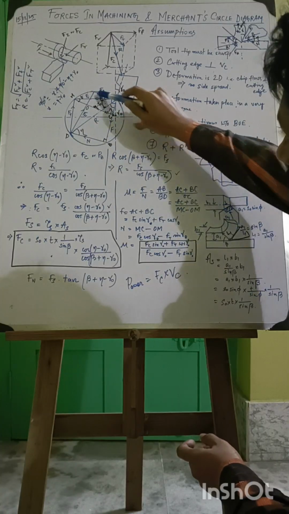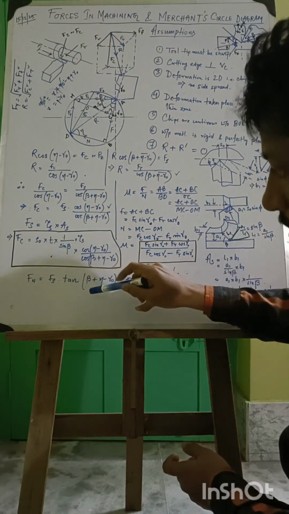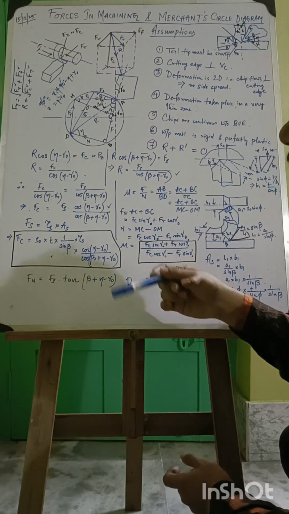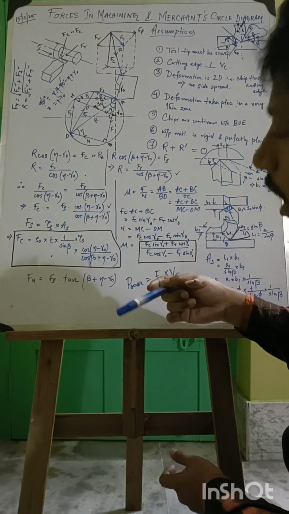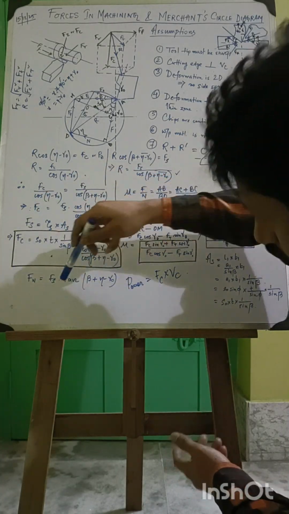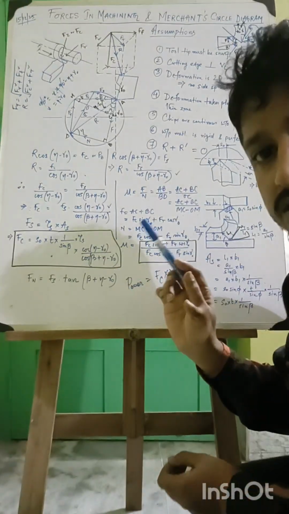Now Fn we can find from this triangle. Fn equals Fs into tan(beta plus eta minus gamma naught). Further, we can divide it by the shear plane area and incorporate Bridgman's relation, and then substitute it in this expression. After that, we can differentiate the derived expression for the minimum energy principle, and we can get Merchant's first solution. Thank you.